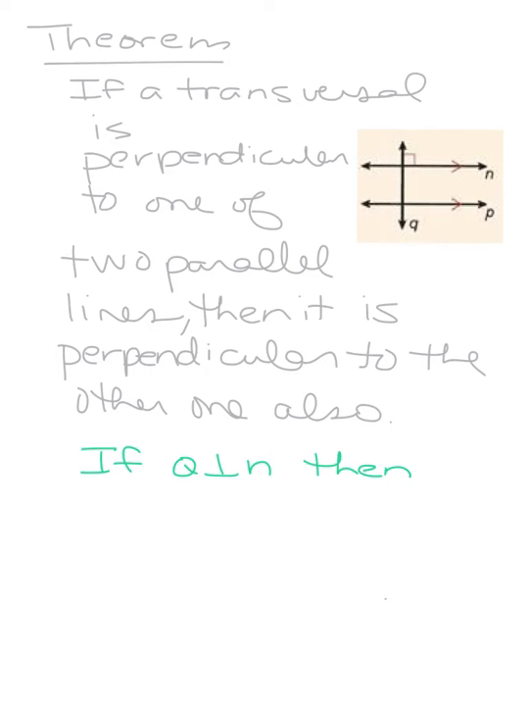It says if a transversal is perpendicular to one of the two parallel lines, then it is perpendicular to the other one also. So again, we have our parallel signs here. We know that N and P are parallel. Right here, because of that box, we know that Q is perpendicular to N. So what this theorem is saying is if Q is perpendicular to N, then we also know that Q is also perpendicular to line P. That's what that theorem is stating.